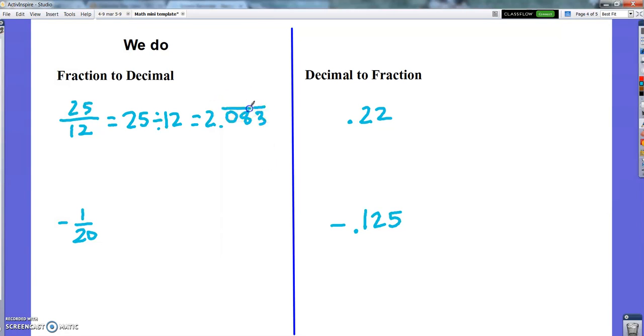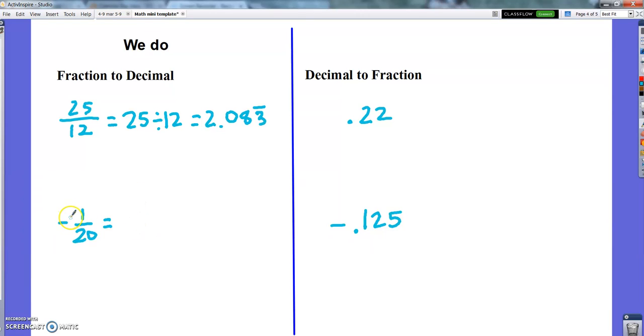You don't write the line over the whole thing because the whole thing doesn't repeat. Just the 3 repeats. 2.0833333333. Or you can say 2.083 repeating is also an acceptable way to say that. So 25 twelfths, and that makes sense, right? 24 twelfths would be 2. 25 twelfths is a little more than 2. This is a little more than 2. Seems pretty reasonable. All right, negative 1/20th.